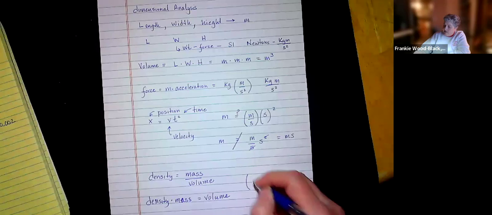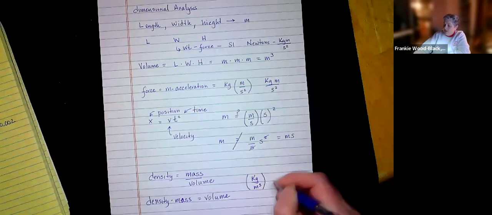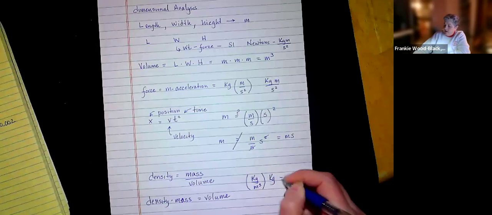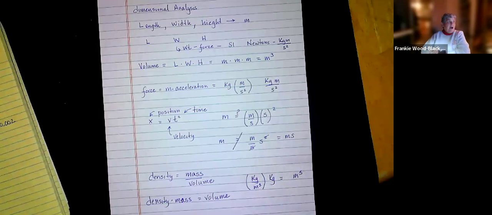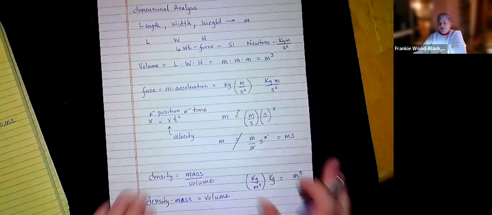Well, my density units are kilograms per meter cubed. My mass is kilograms, and we know my volume better be meters cubed. Uh-oh, I've set up my problem wrong. I've made an error in my problem. So unit analysis is really going to help us in our problems.